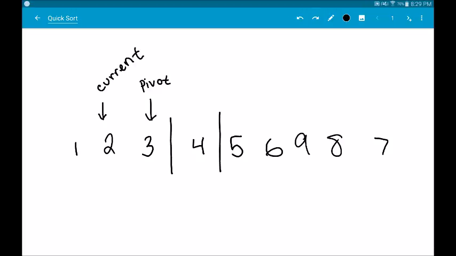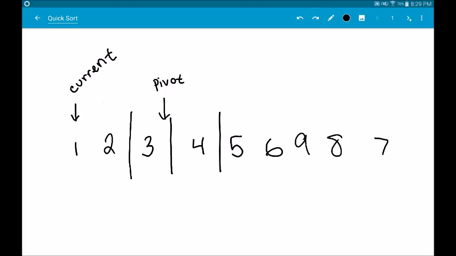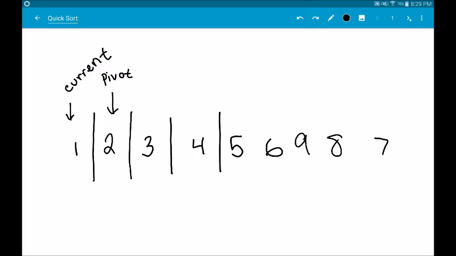Since the current is less than the pivot, we know where the pivot is supposed to be since it's at the end, so we put a wall around the pivot. And you move current to 1 and pivot to 2. Since current is less than pivot, you know the two are in the right spot. So you put a wall between them and then move current to 5 and pivot to 7.